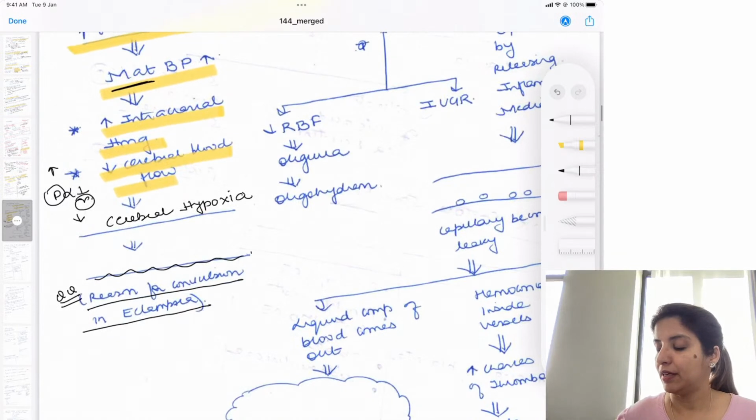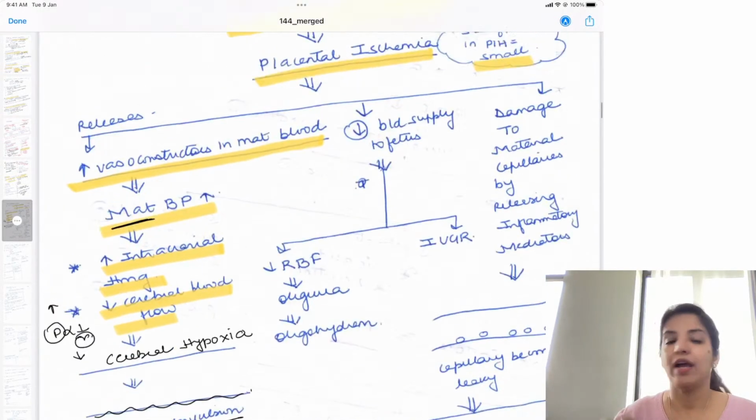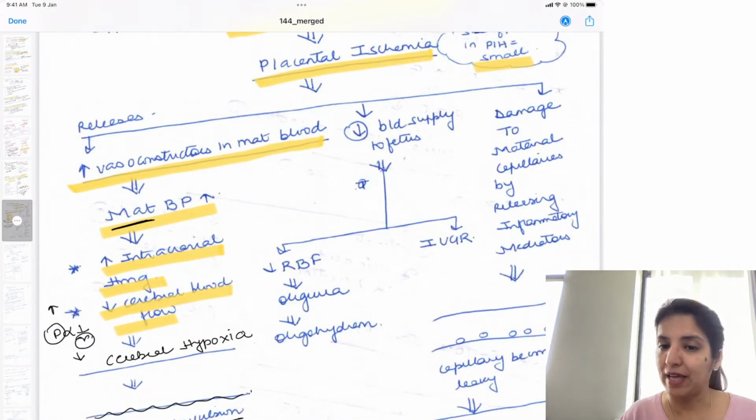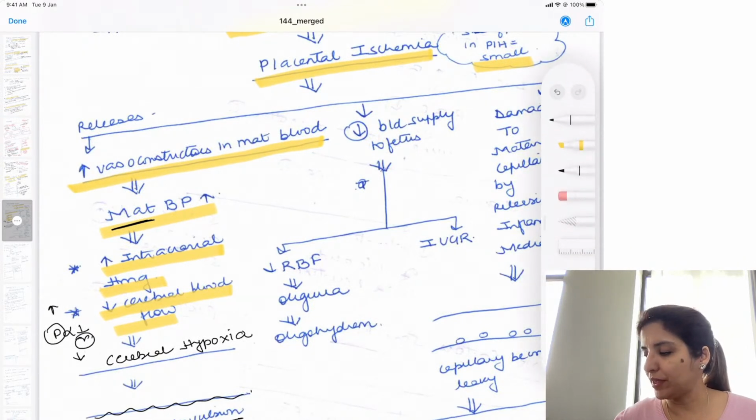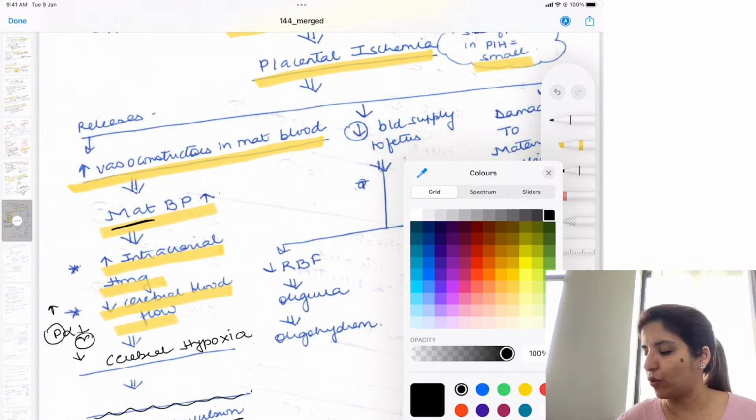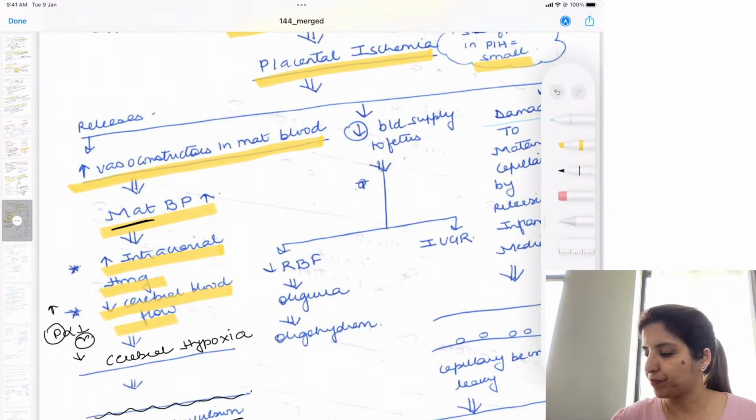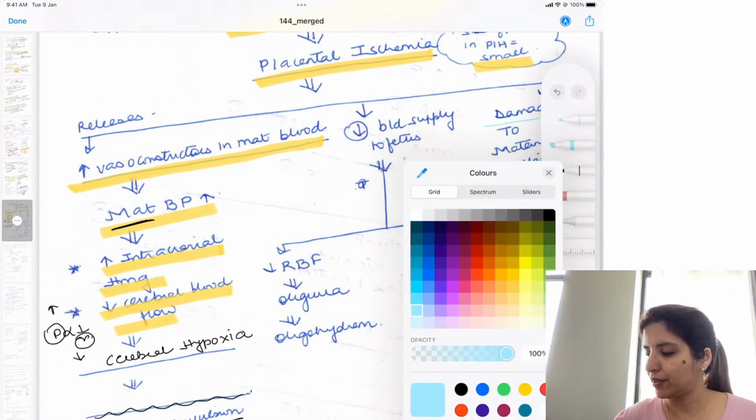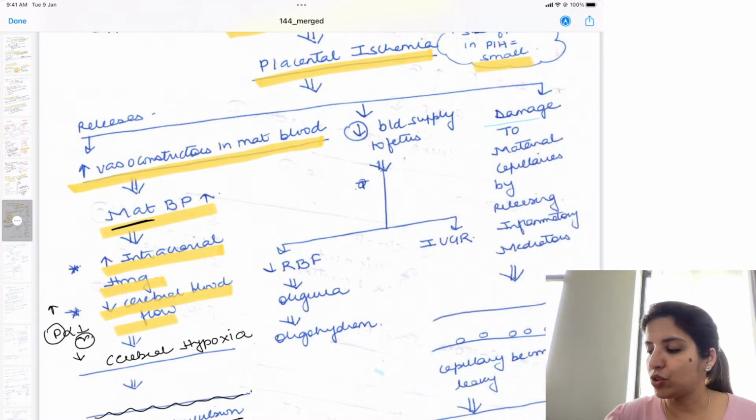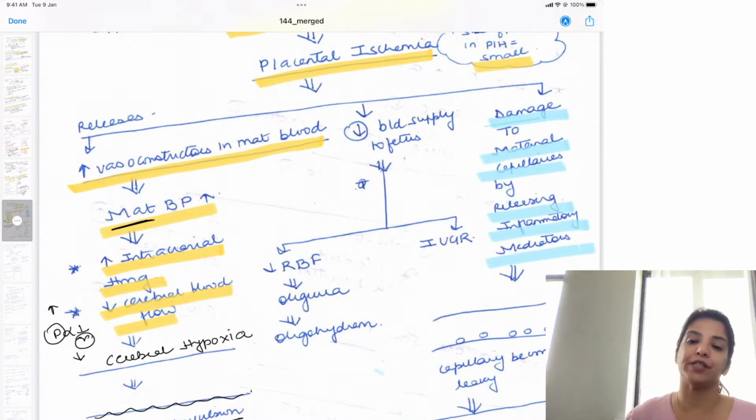Now, along with that, what is this placenta going to do? Along with that, placenta is going to have more effect on the mother, and what is it going to do? It is going to damage. One second, just hold on. Yeah. So it is going to damage the maternal capillaries by releasing inflammatory mediators.